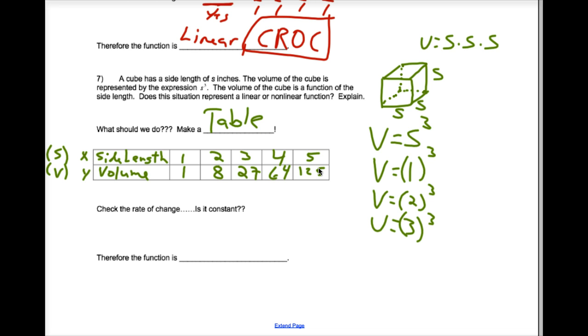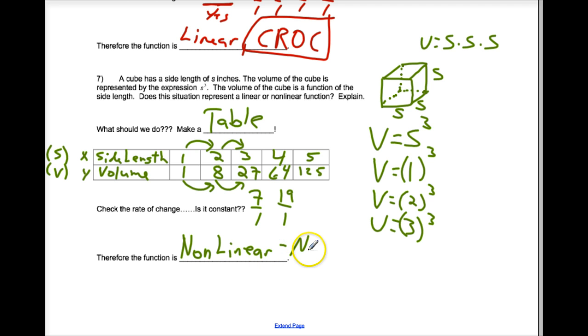Now, constant rate of change. From point 1 to point 2, it's 7 over 1. But watch what happens to the next one. It's 19 over 1. Is this linear? And the reason? Is it linear? No. They call them nonlinear. You can write nonlinear or not linear. I don't care which one. No constant rate of change.